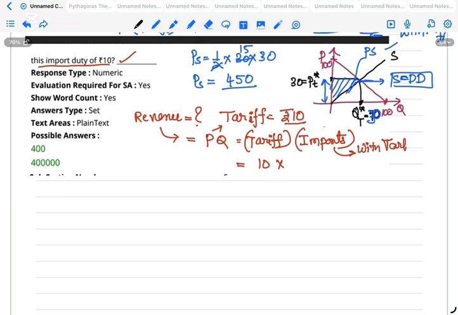Remember, imports with tariff equal 40, so the revenue is 400, or you can write it multiplied with 10 cube also. Both are correct.